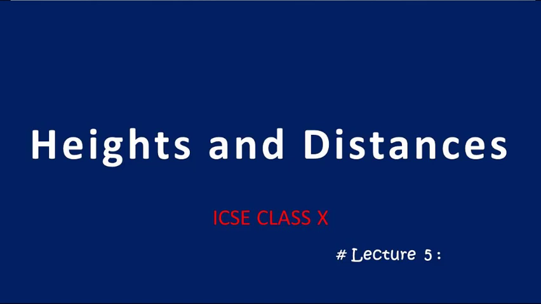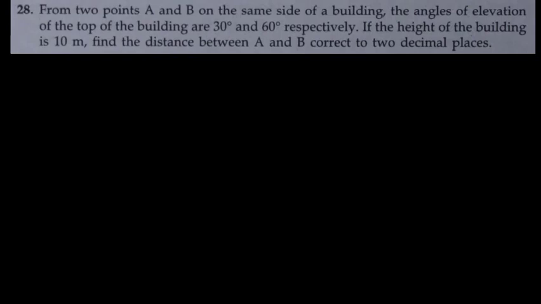Hello everyone. Now let us discuss this question number 28. From two points A and B on the same side of a building, the angle of elevation of the top of the building are 30 degree and 60 degree. If the height of the building is 10 meter, find the distance between A and B corrected to 2 decimal places.